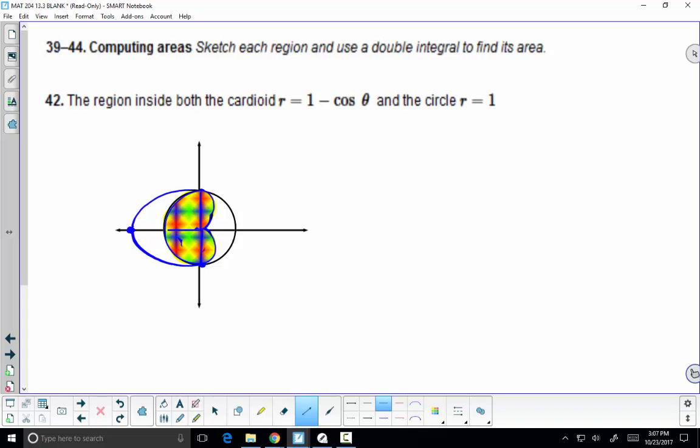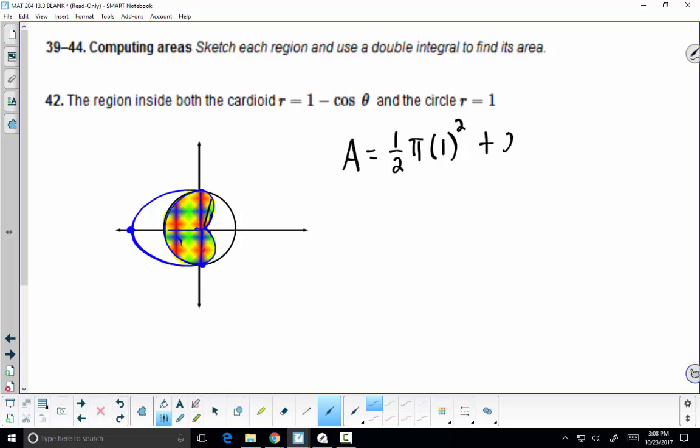So if we drew a polar element, the polar element's going to go out like that. So we're going from r equals 0 as the inner curve out to that cardioid as the outer curve. So let's see if we can piece that together into an integral. Our area is going to be 1 half pi r squared. That's going to be the whole left side, the half circle. Everyone okay with that? And then plus 2 times the integral. I'm going to do one of those regions there.